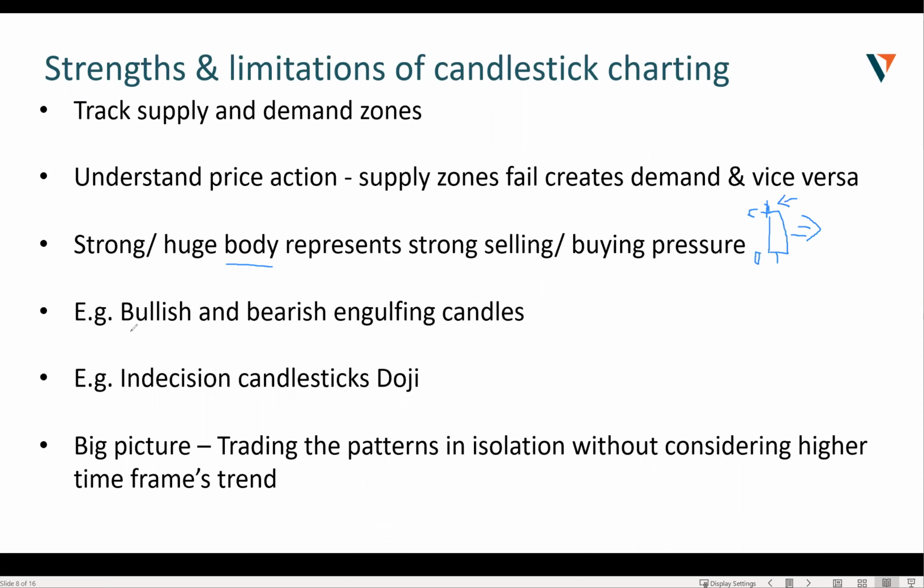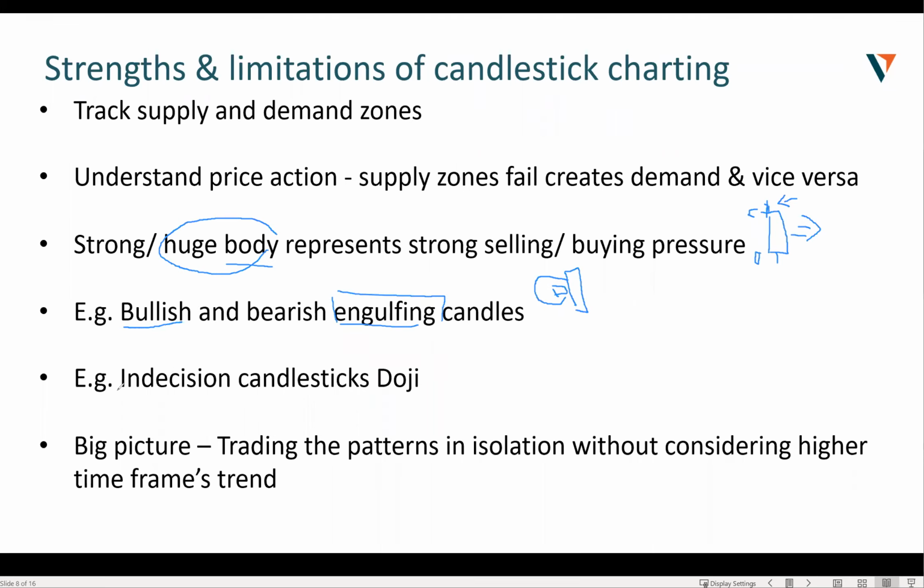So examples of candlestick patterns that could give us insight into the buying and selling pressure will be your engulfing candles. Essentially, with engulfing candles, the idea is that you have one candle that's within the next candle. So this candle fully covers the previous candle. We'll again take a look at examples of engulfing candles in a moment.